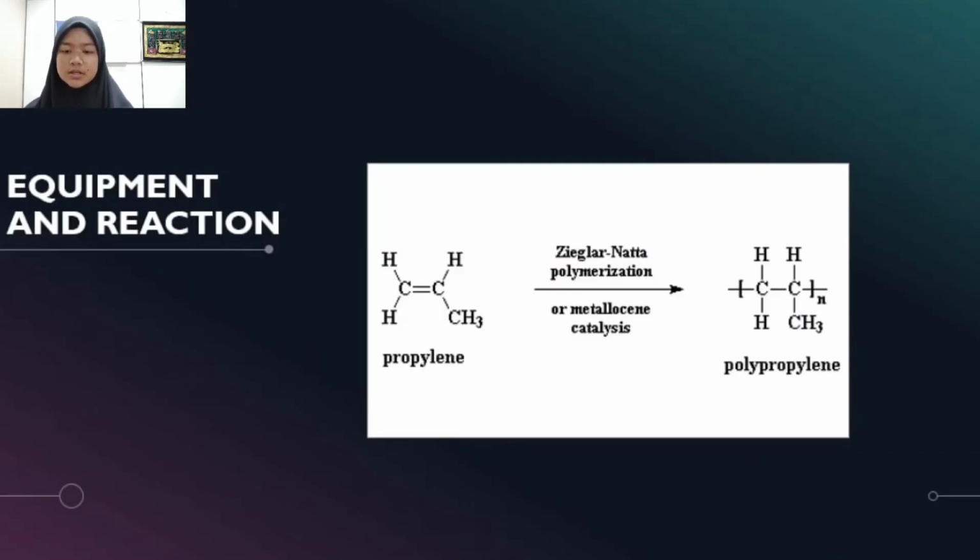So firstly, I will explain about the equipment and reaction of production of polypropylene. So this is the reaction between the material, which is propylene, with the catalyst, used either the Ziegler-Natta or metallocene catalyst, to create the polypropylene.